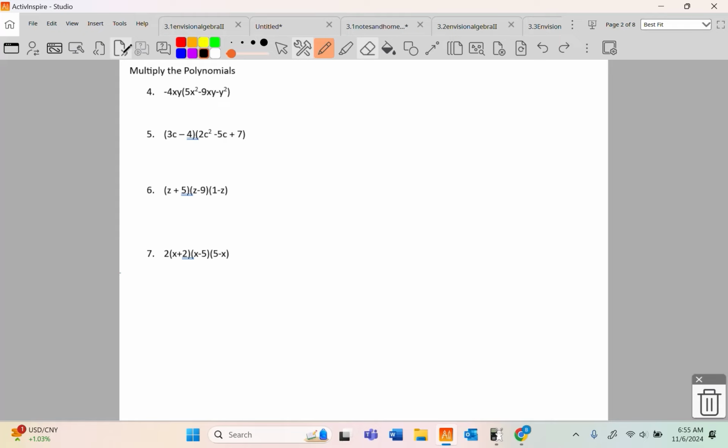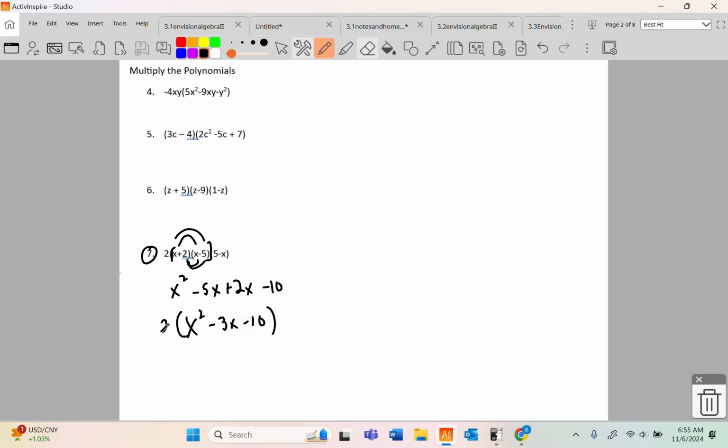These are all fairly straightforward. My guess is for most kids, probably 7's pretty rough. What you do is you focus on any two of the binomials and work them out. And then you FOIL. x times x is x squared, minus 5x, plus 2x, and then minus 10. Now obviously you combine like terms: x squared minus 3x minus 10.